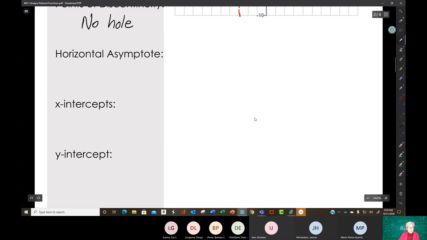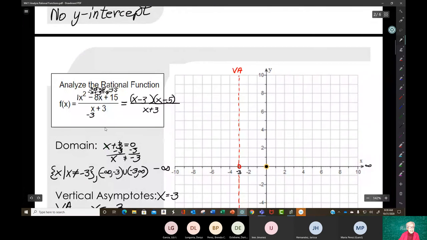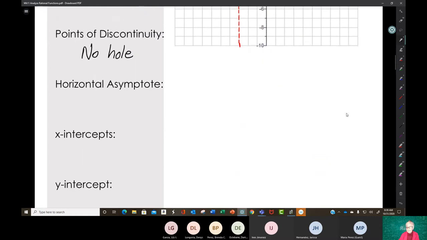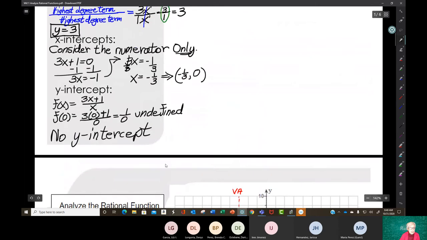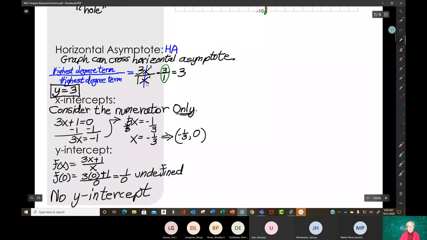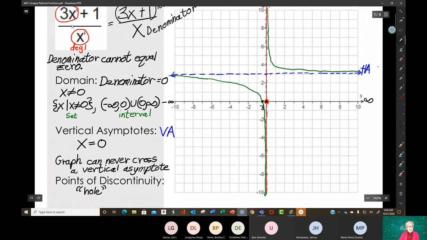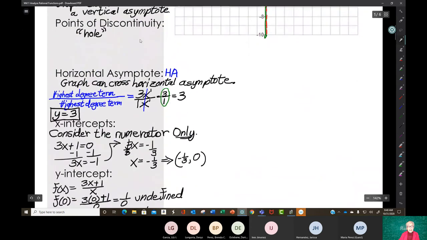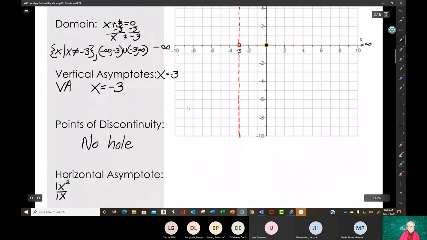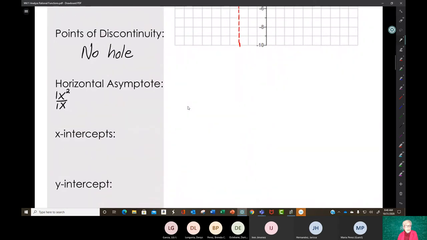Now, the horizontal asymptote. We take the highest degree term from the top and the highest degree term from the bottom, and we make a fraction out of them. So this is x squared over x. And in fact, that's 1x squared over 1x. Notice what happened last time. The x's canceled because they were both x to the 1. They were identical. And I got 3 over 1, which is 3. But this time, they're not identical.